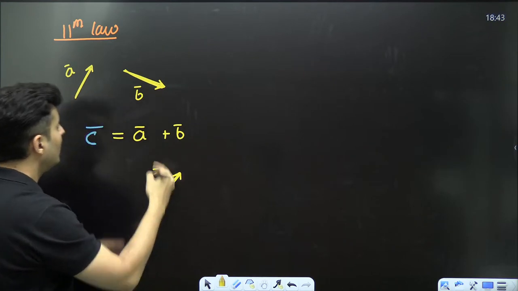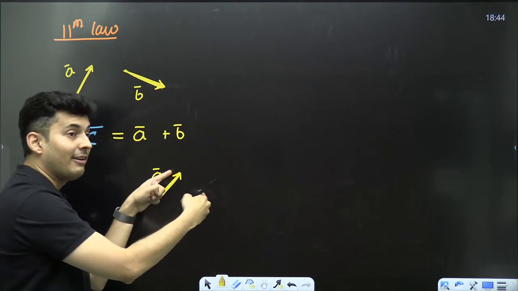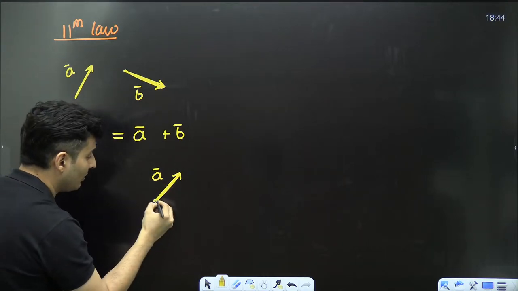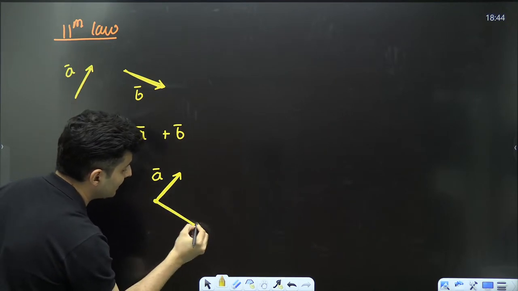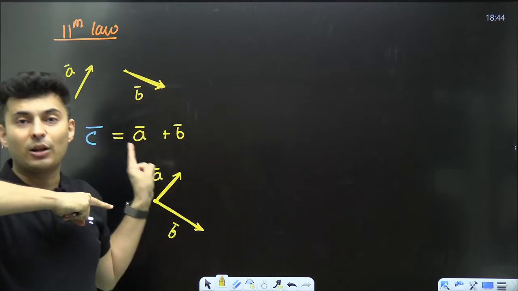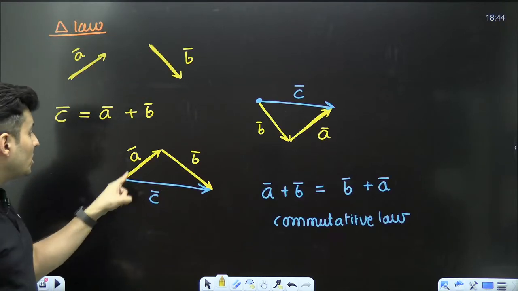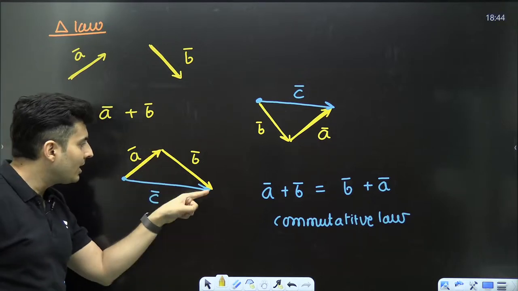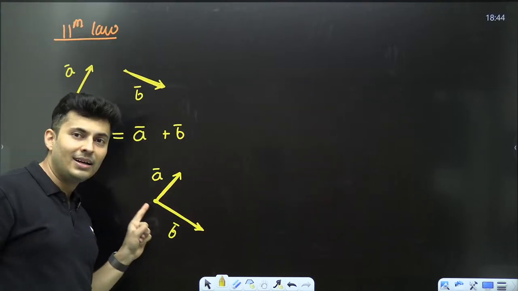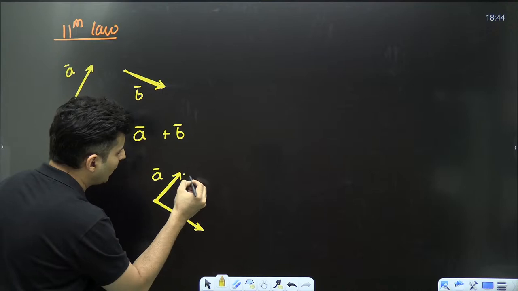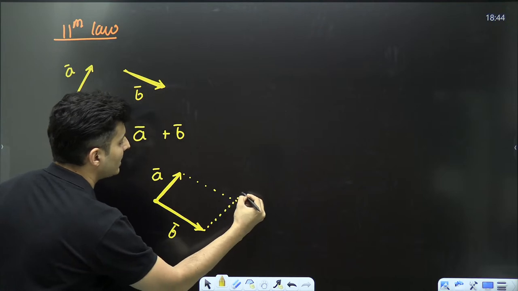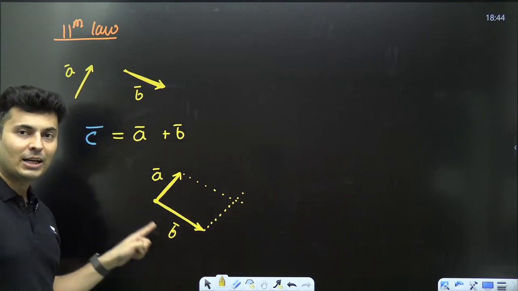Okay, fine. Take vector B, but this time do not put B where A ends. In fact, start from the same point. The moment you start from the same point, remember, it is parallelogram law. The moment you start where you end, you started B where A ends, then it is triangle law. Here, you start from the same point. Now, make a parallelogram. So, basically, it's a quadrilateral where opposite sides are parallel to each other. Do you see that, my dear students?